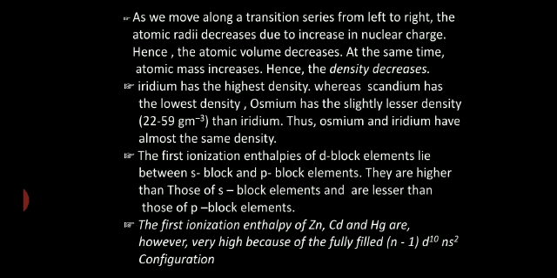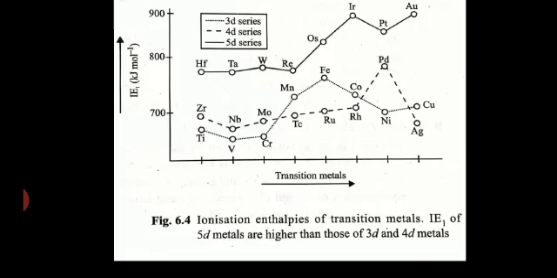So you are going to get reasons why zinc, cadmium, mercury are not considered transition elements, even if they belong to the group. Even if they belong to that particular D block, even if they belong to this transition series, they are not considered. Clear? Now here in this graph, we are going to understand the ionization enthalpies.